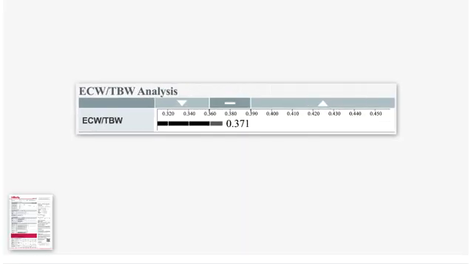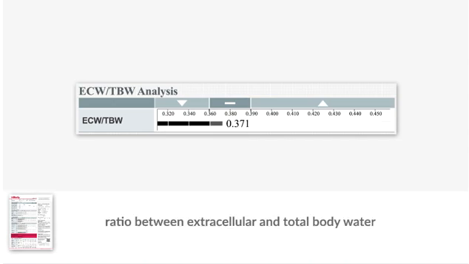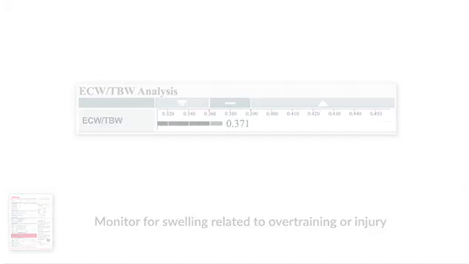The ECW-TBW analysis describes the ratio of extracellular water to total body water for the whole body. The ECW-TBW ratio is also known as an edema index due to its ability to detect changes in fluid balance between the intracellular and extracellular fluids. This section can be used in the athletic client to complement the segmental lean analysis when monitoring for swelling related to overtraining or injury.